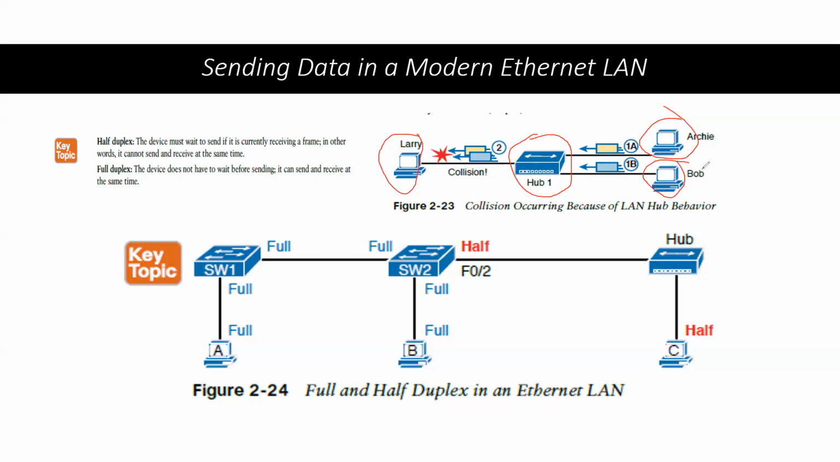What does this mean? Archie sends a frame. He wants to send it to Larry. Archie is sending, he's not receiving anything. Bob is sending something, he's not receiving something. They can shoot that out, that's fine. They're not receiving something at the same time. Larry may want to go ahead and send something, but he's getting messages from Archie and Bob at the same time. Crash. There's a collision.